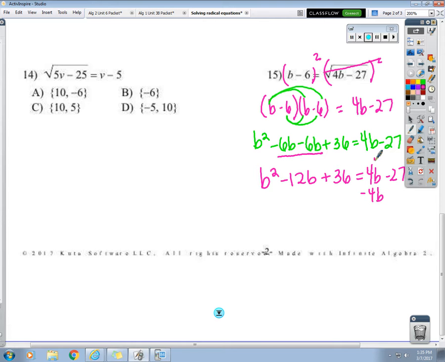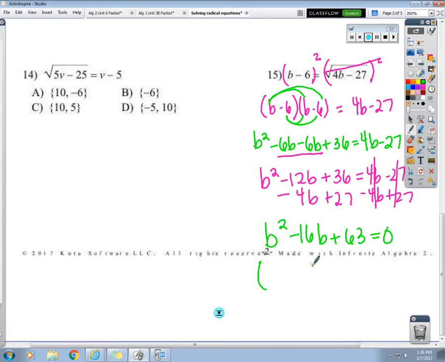So if I subtract 4b over here, I have to subtract it right there. And then I would add 27 to cancel it. And so I would add it over here. And so now my new trinomial is plus what? 63. Now that I have a trinomial set equal to 0, what can I do? Find my factors or just graph it, and it'll take me straight to my final answers. What are the factors that add to negative 16 multiply to 63? Correct. And so that means it would have crossed the x-axis in what two places? 9 and 7. Okay, so 9 and 7.